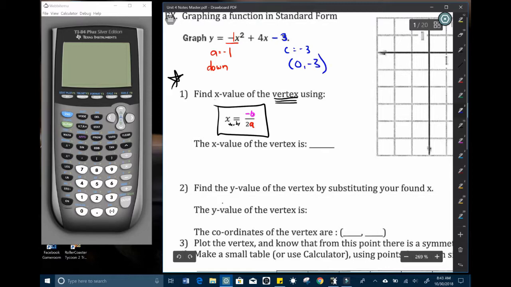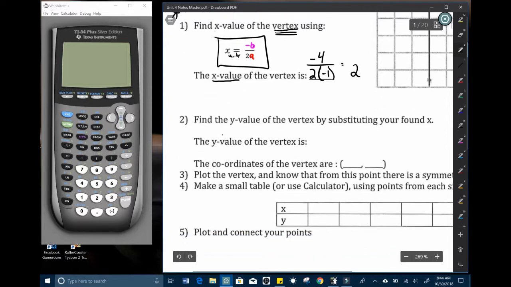Now, to find the x value of our vertex, that is negative b over 2a. So I'm going to have negative 4, since b is equal to 4, all over 2 times a, which simplifies to negative 4 over negative 2, which is positive 2. So that's the x value.